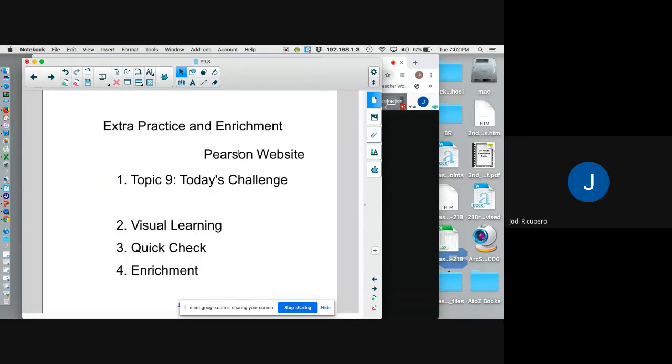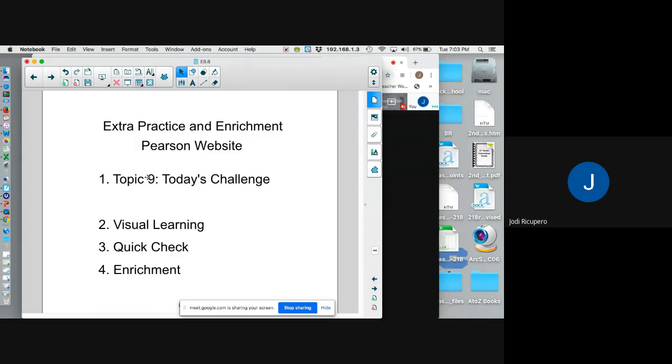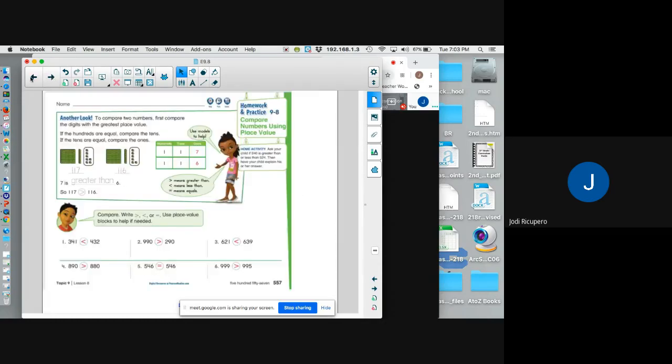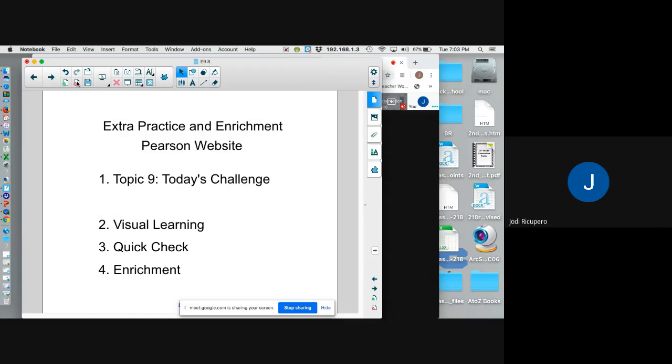Extra practice and enrichment on the Pearson website. Topic 9, today's challenge, visual learning, quick check, and enrichment. Of course, you could also do the extra practice pages, which when we were in school, we would call homework, but all your work is homework.